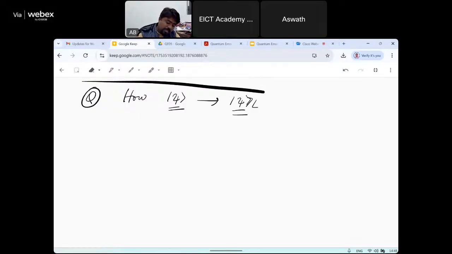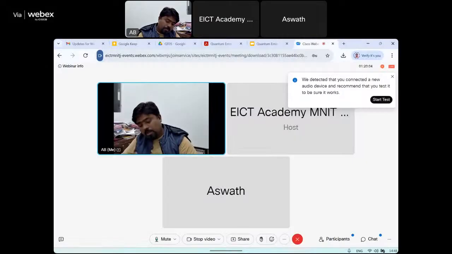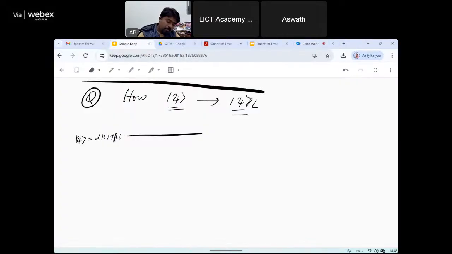Okay, so let's say there is a quantum state, a quantum superposition state, which is, by the way, alpha 0 plus beta 1.